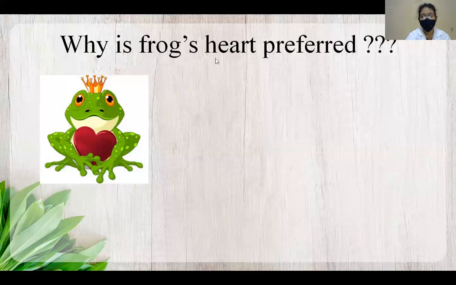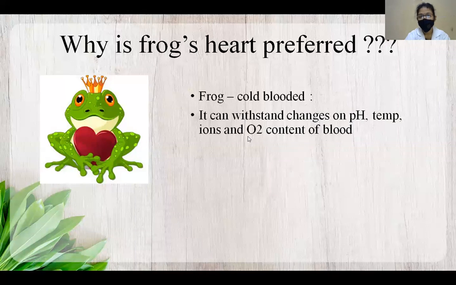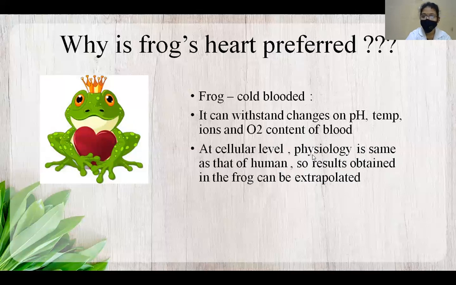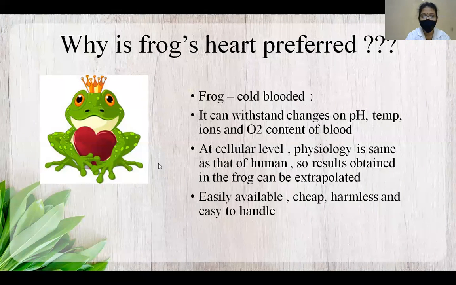Now, why do we prefer the frog's heart? The frog is a cold-blooded animal, so it is not so dependent on changes. It can easily withstand changes in pH, temperature, ions, and the oxygen content of blood. At the cellular level, the physiology is the same as that of humans, so the results can be easily extrapolated and compared with human experiments. Second, it is easily available, cheap, harmless, and easy to handle. Nowadays the experiments are banned, but previously they were easily available.